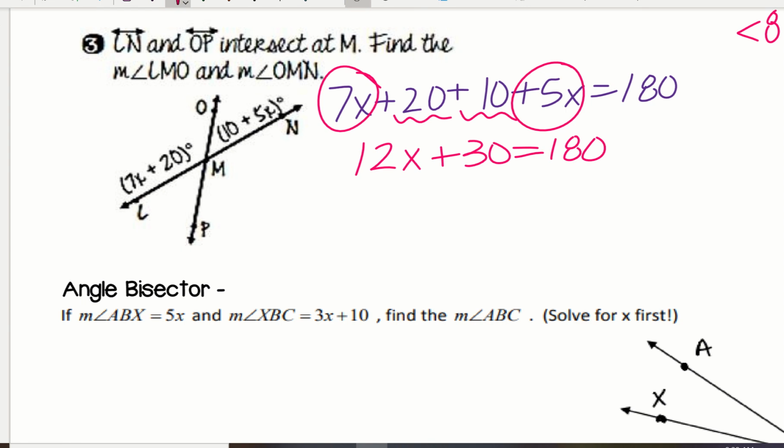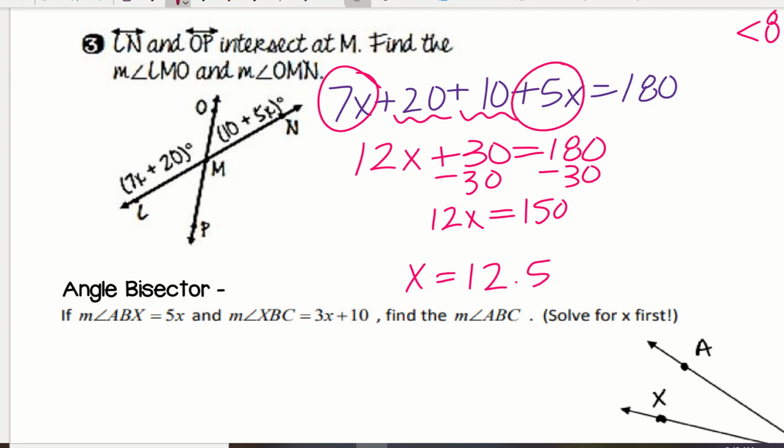Okay, my next step is to move stuff away from the x. So I need to move that 30 over. Elijah, how do I do that? Okay, you subtract it from both sides. And I get 150. 12x equals 150. Perfect. Okay, so for my last step, I'm just figuring out what x actually is. So Jessica, what do I get for x? 12.5. Does that sound right? X is 12.5. Okay, so we're not done because it asks for the actual measures.